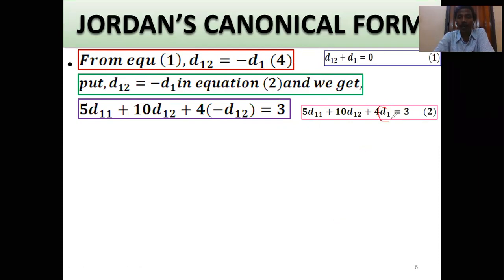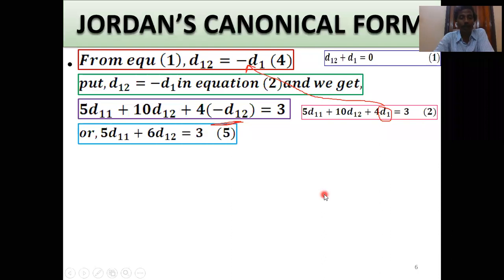This is the d1 value, so put here d1 equals minus d12. This is the next step: 5 d11 plus 10 d12 minus 4 d12, which gives 5 d11 plus 6 d12 equals 3. This is equation number 5.